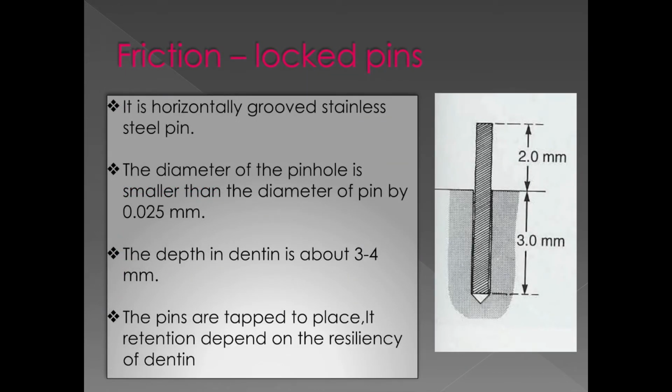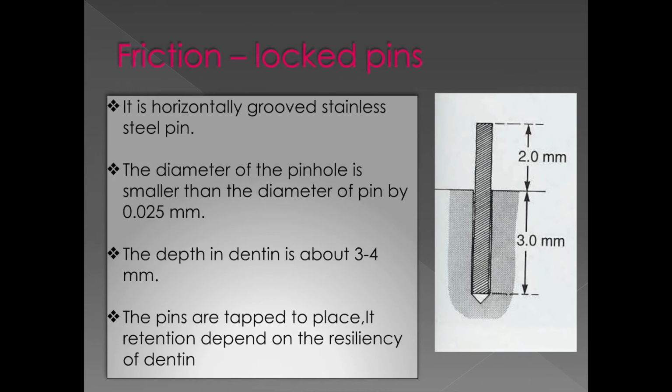Friction locked bin. It is made from stainless steel, and as we see in this photo, it is horizontally grooved. The diameter should be 0.025 smaller than the diameter of the bin, and the depth inside the dentine should be 3 to 4 mm from the total length of the friction locked bin. As we see in this photo, the total length of this bin is 5 mm, with only 3 to 4 mm inserted inside the dentine. And the retention mechanism is different from the cemented bin.